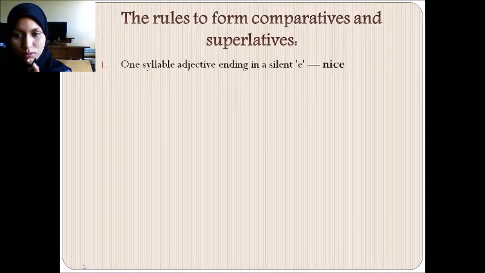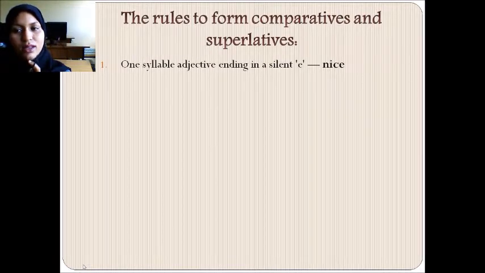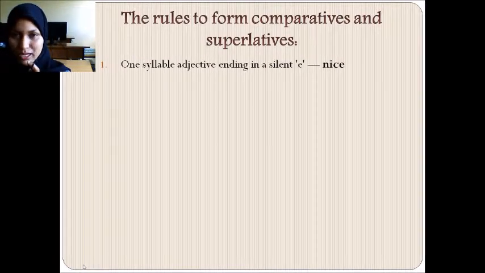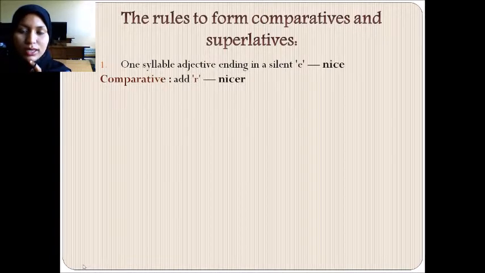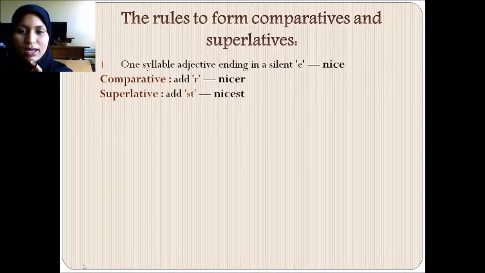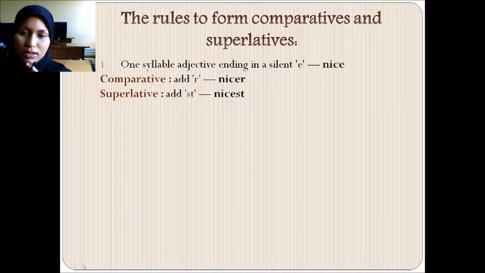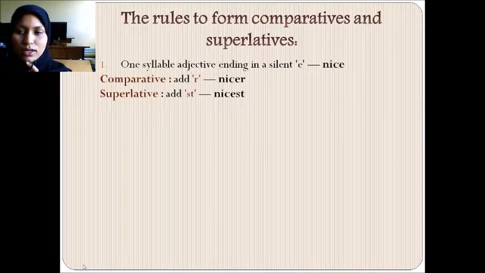So, one syllable adjective ending in a silent e. For example, nice. In the comparative we just add r, the letter r. So we say nicer. And for the superlative we add est at the end of the word. For example, nicest. So for the adjective nice, for the comparative we say nicer, and for the superlative we say nicest.